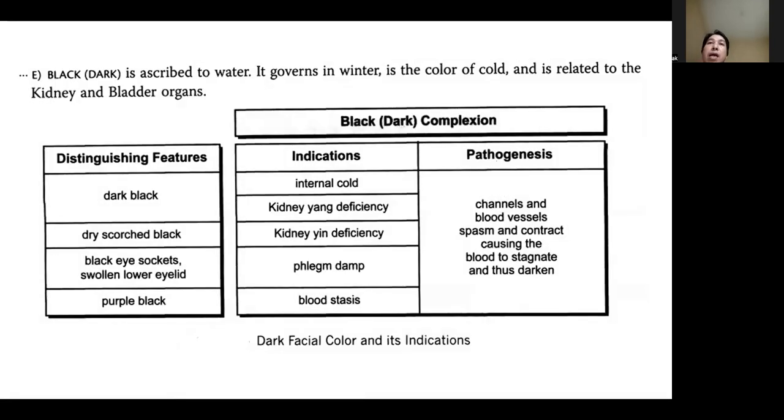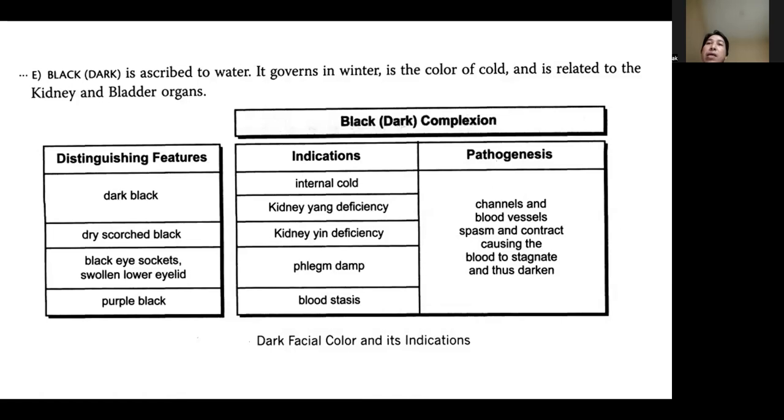Letter E, the black or dark is ascribed to water. It governs in winter, is the color of cold and is related to the kidney and bladder organs. Dark facial color and indication. Distinguishing features, dark black, indication of internal cold, kidney yang deficiency.